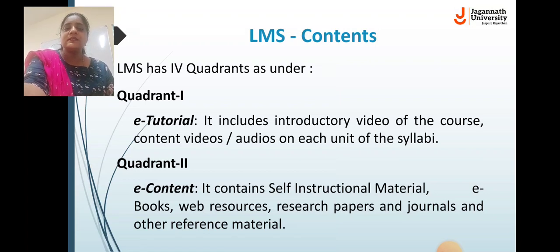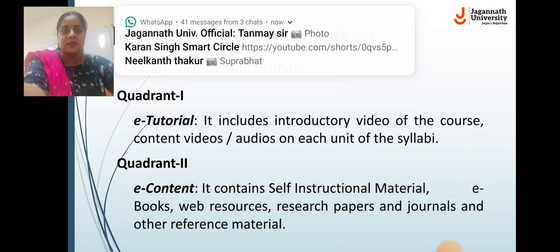So e-content is what you can read by yourself, that is, self-instructional materials would be there for you to help you gain more understanding about this course. E-books would be there, web resources would be there, research papers would be there, journals, articles and other kinds of reference materials would be there to help you.